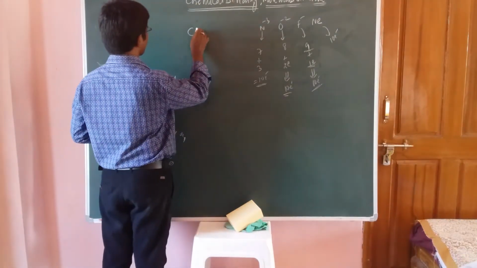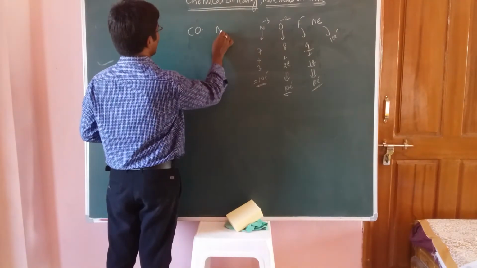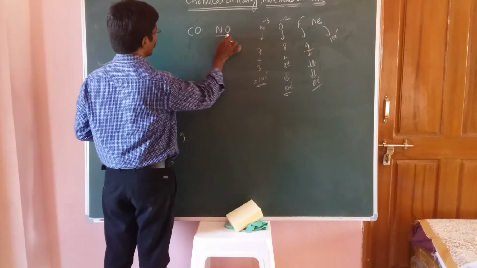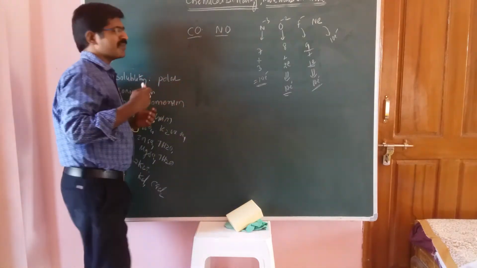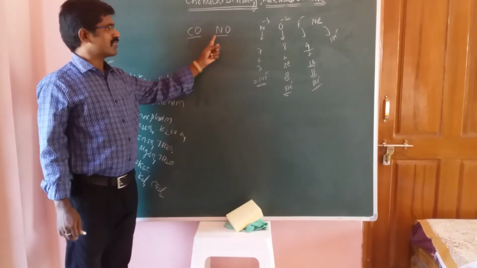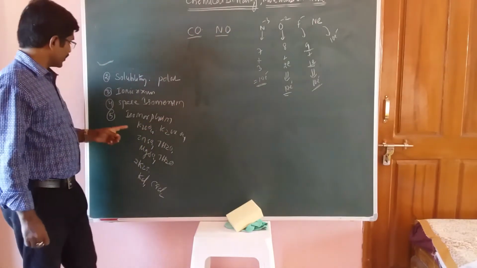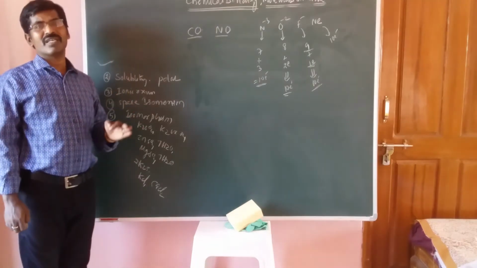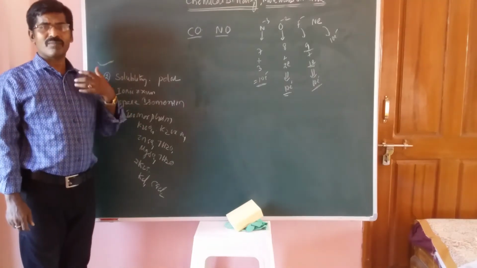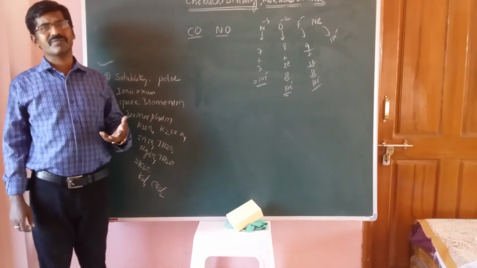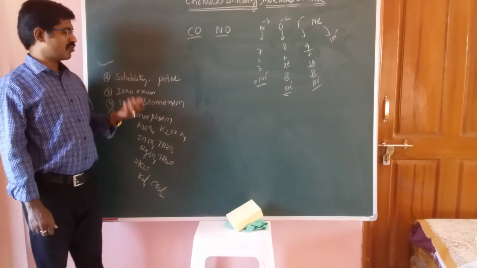Now we should take this one, CO, and NO. Now what happens here? Both compounds have the same number of atoms. In this compound, carbon and oxygen; in this compound, nitrogen and oxygen. Such types of compounds are called isomorphism. Okay, a molecule or compound which has the same number of atoms is called isomorphism.